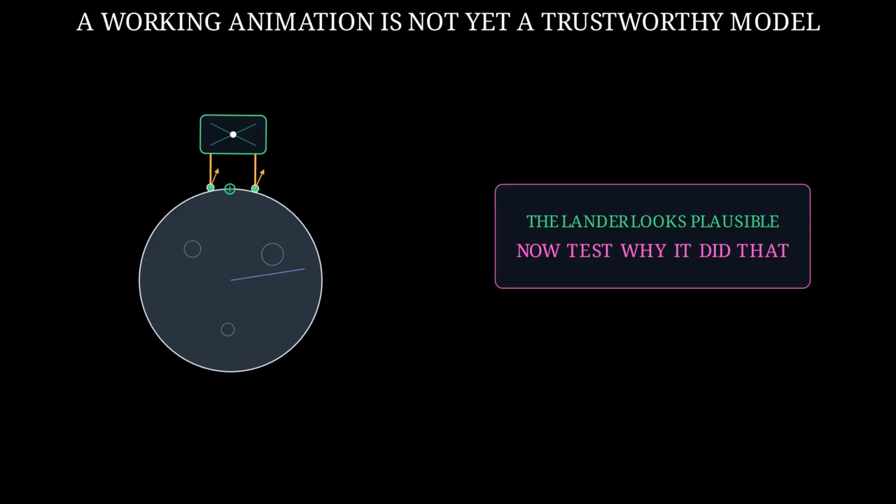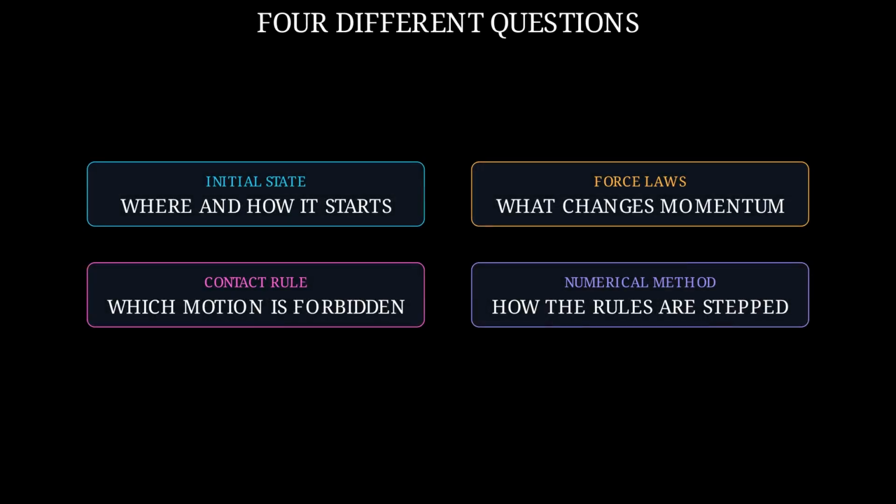Every ingredient for the landing is now present, but a long list of forces is not yet evidence that the calculation is trustworthy. We must keep 4 different decisions separate. The initial state says where the lander begins and how it is moving. The force laws say how gravity, thrust, springs, and damping act. The contact rule says which motions the surface resists. The numerical method says how those continuous rules are approximated in finite steps.